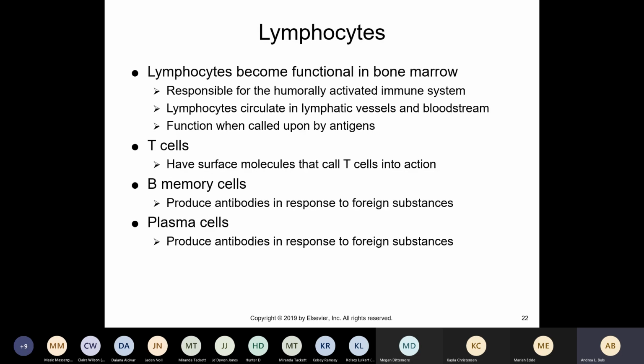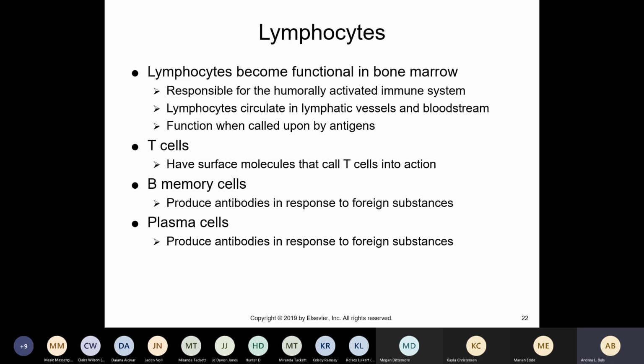Lymphocytes, again, are responsible for our immune system. They circulate in the vessels and bloodstream and help get rid of infection, inflammation, bacteria, all those kinds of things. T cells are prominent in our immune system. And then we have B memory cells and plasma cells. The T cells have surface molecules that call them to action.